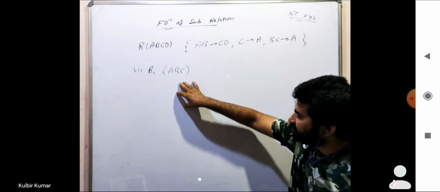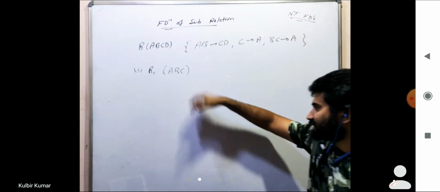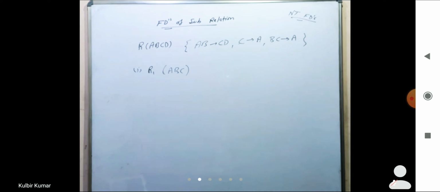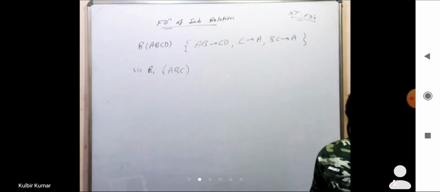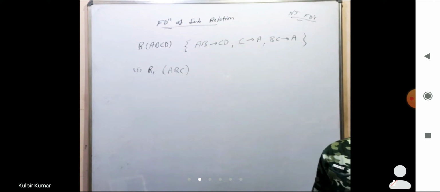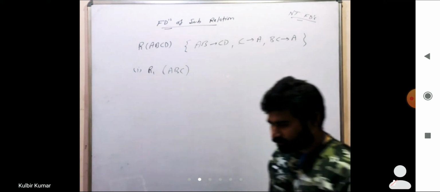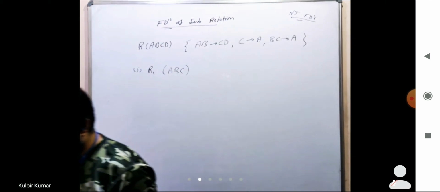functional dependencies for the sub relation R1, just like we found in the last question, you have to solve this. Find out the functional dependencies for the sub relation R1 and also find out the candidate key for the sub relation. Yes, try for this question.